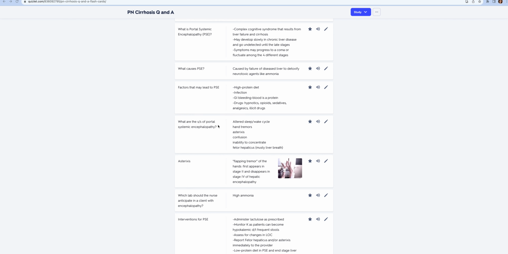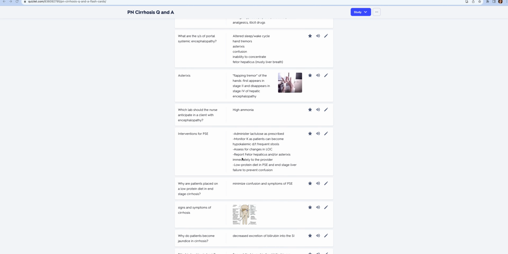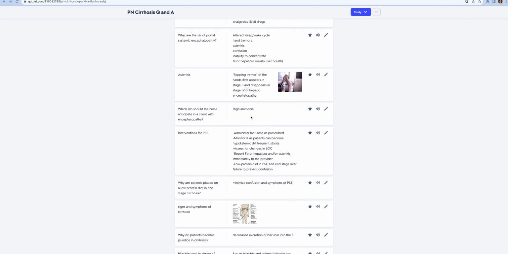So if your patient has any of these, this should get your attention, because you can bring it back down a level with the right treatment. So you would expect them to have high ammonia in end-stage liver disease, and we want to try to mitigate that by giving lactulose and getting the ammonia down. Okay, so your interventions include giving the lactulose. Monitor the potassium, because as patients get lactulose, they may have frequent stools. Assess for changes in LOC. Report fetor, asterixis, and confusion.